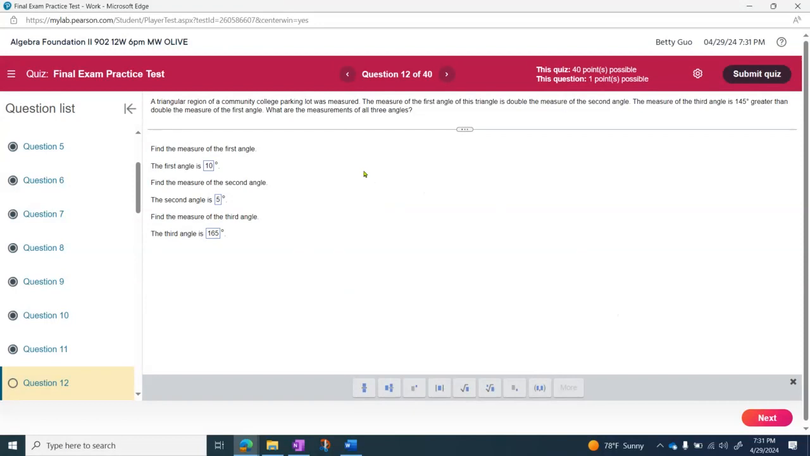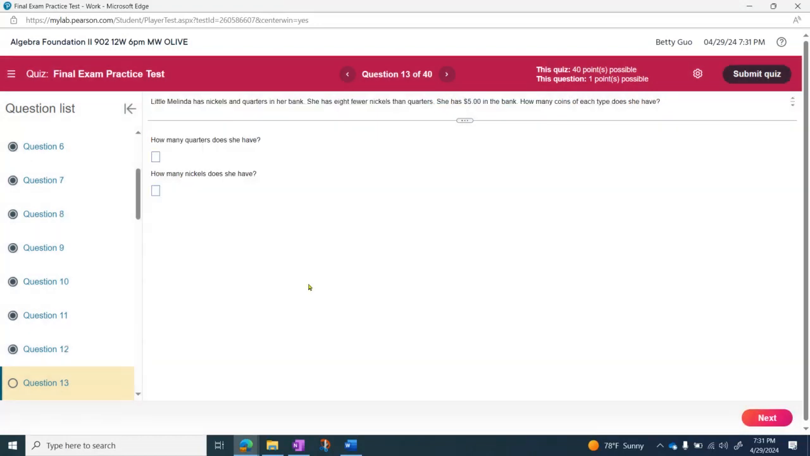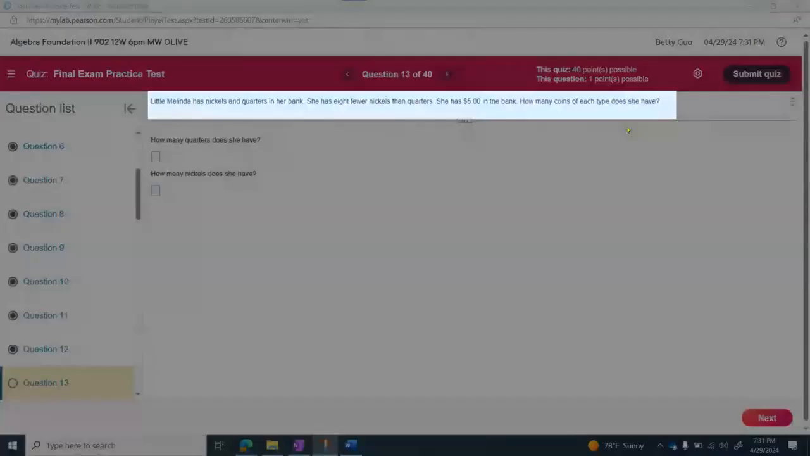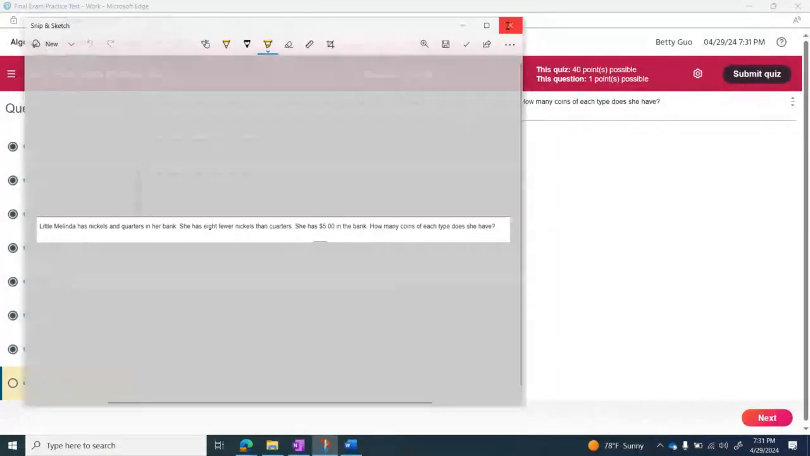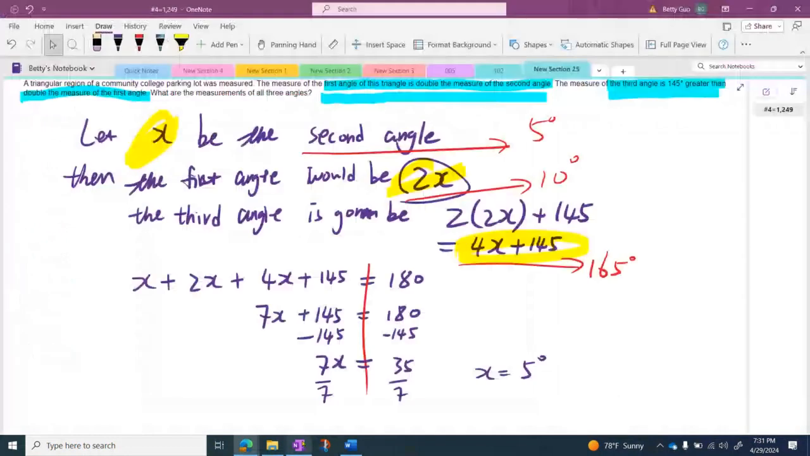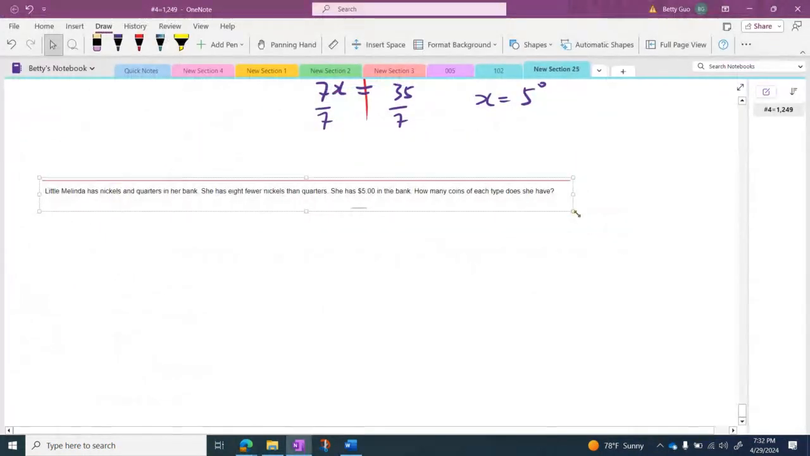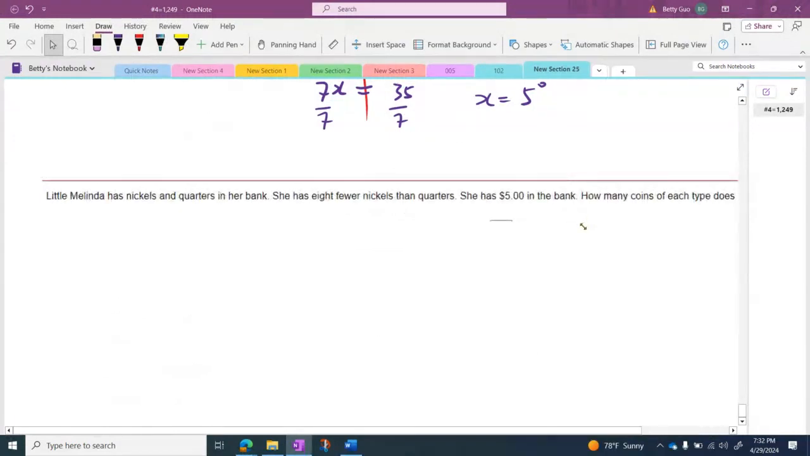You don't have to wait for the system to tell you whether it is correct or not. You can double check yourself. Next. This is also an order problem. Little Melinda, I remember this one. Nickels and quarters in her bank.